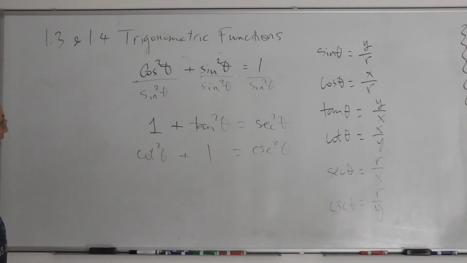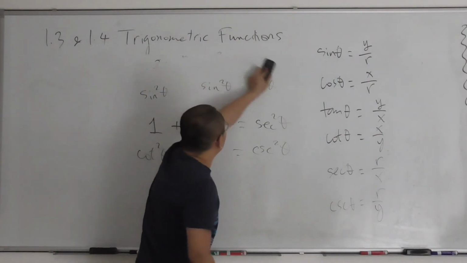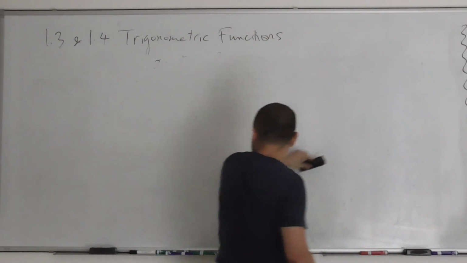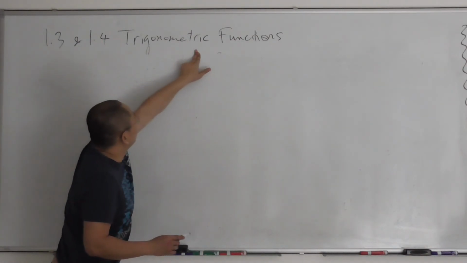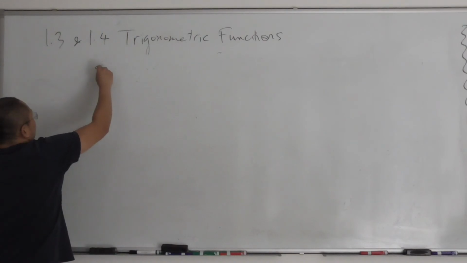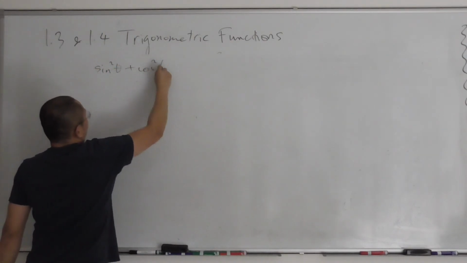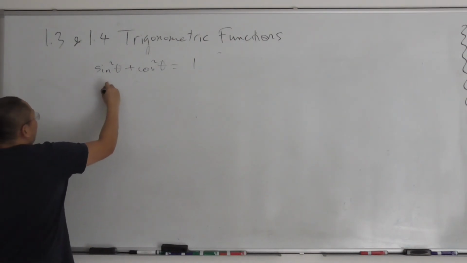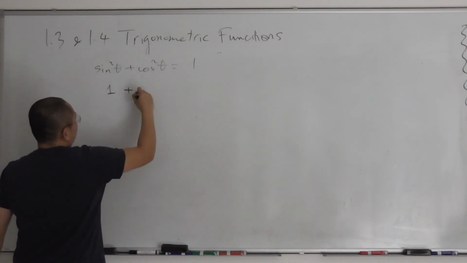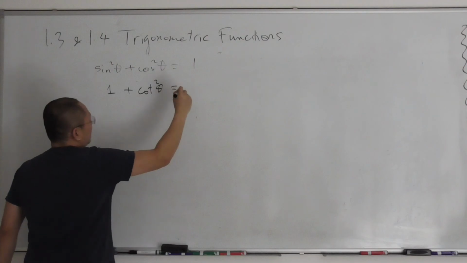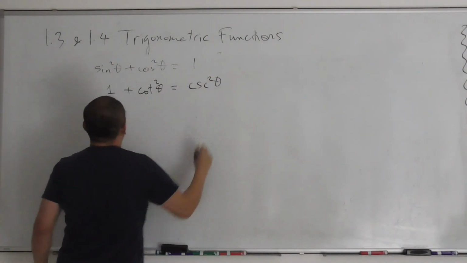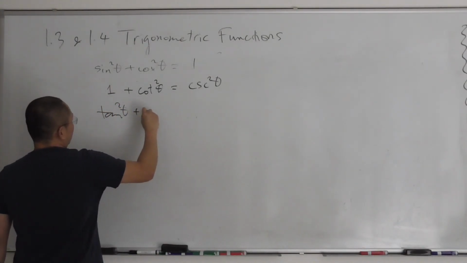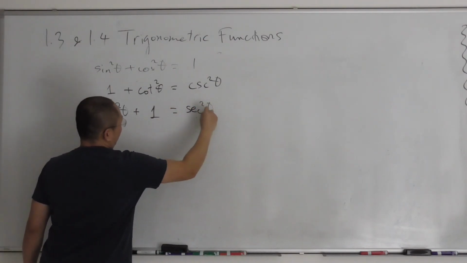So you have some basic trig identities that you are going to need to use constantly during the course. Let me summarize those for you. Basic one: sine squared theta plus cosine squared theta equal to 1. Divide both sides by sine squared: 1 plus cotangent squared theta equals cosecant squared theta. Divide both sides by cosine squared: tangent squared theta plus 1 is equal to secant squared theta.